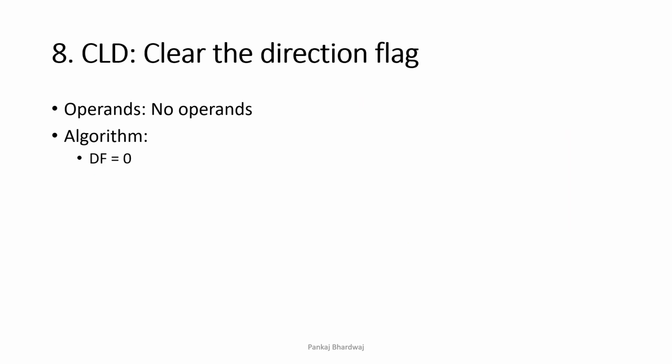Next is CLD, that is clear the direction flag. We have status flags as well as control flags. The direction flag comes under the control flags. So if we want to clear the direction flag, we'll use the CLD command. After CLD, the direction flag will become 0. Before the operation, if it is 0, then after the operation it will be 0. If before the operation it is 1, then after the operation it will be 0. So it clears the direction flag.